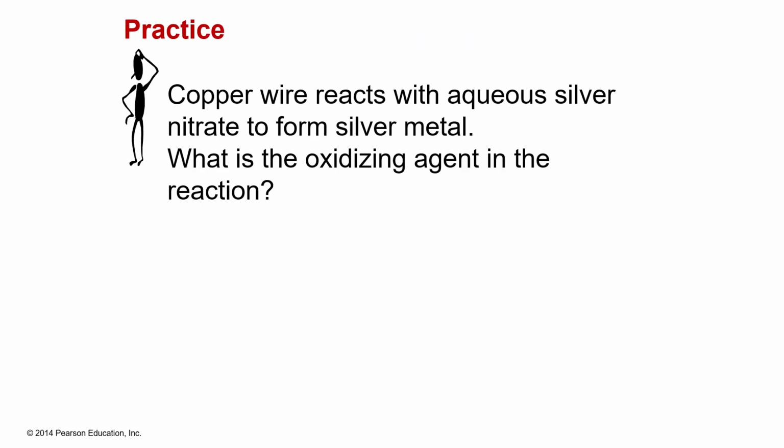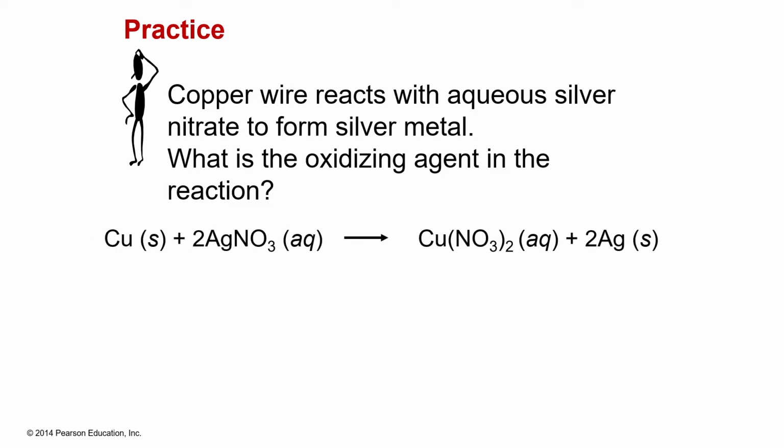So let's do a little practice here. Here's another experiment, and you may have done this also in your introductory chemistry class. Let's say that copper wire reacts with aqueous silver nitrate to form silver metal. What is the oxidizing agent in the reaction? Let's start out by writing the equation. This is the equation: copper metal reacting with silver nitrate solution to produce copper 2 nitrate solution and silver metal.